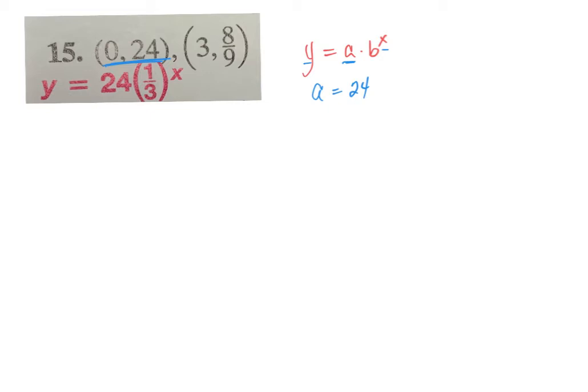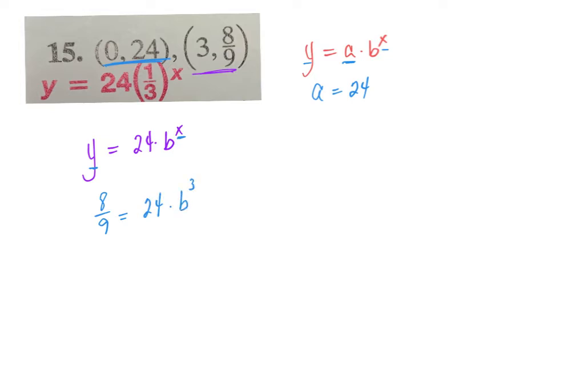All right? And then we're going to use that with our other values. So our new function is going to be y equals 24 b to the x. So really all we have to solve for is b. We're going to plug in a 3 for x and an 8/9 for y. So we have 8/9 equals 24 b to the third power.